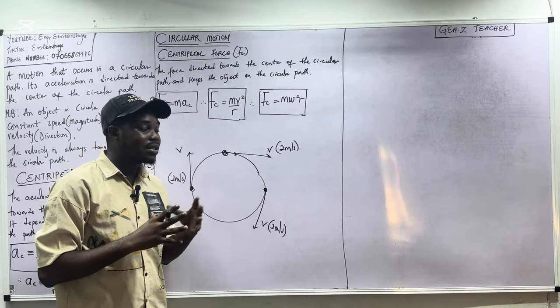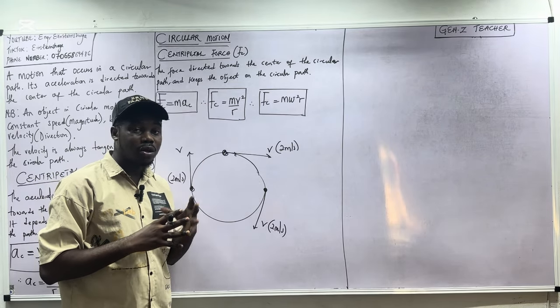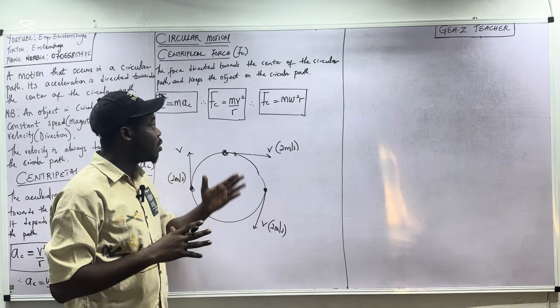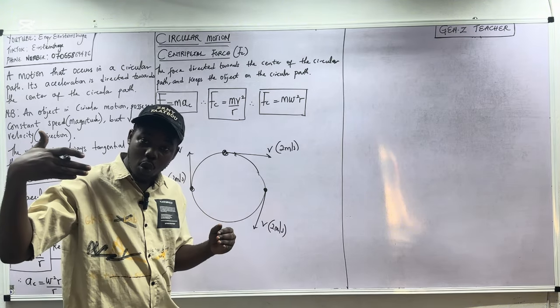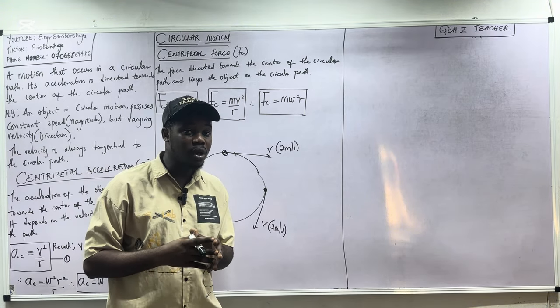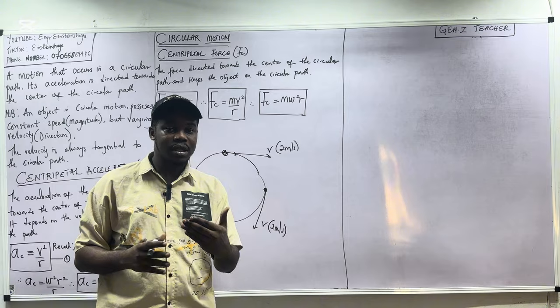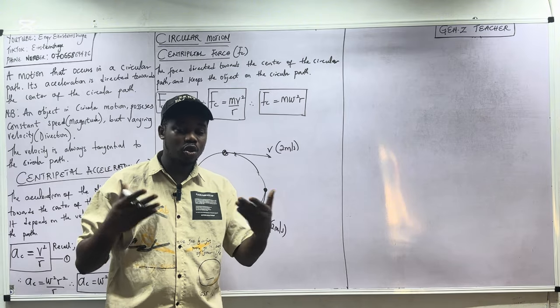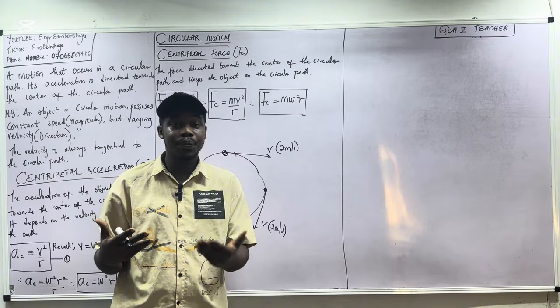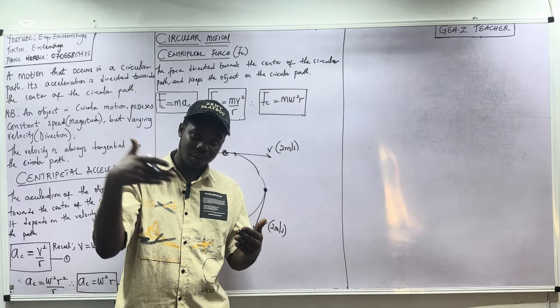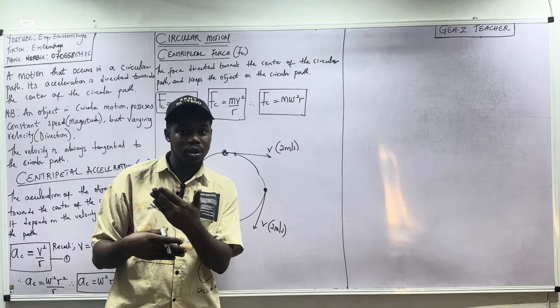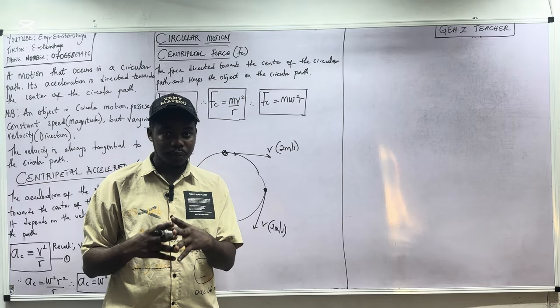In fact, there's the other brother called centrifugal force. Now centripetal force moves towards the center, while centrifugal moves out from the center. Now they are the same value, but just opposite in direction, obeying the third law of motion. To every action, there must be an equal but opposite reaction. Are we together?